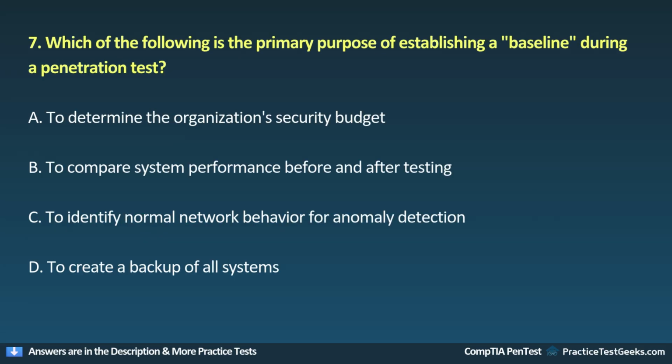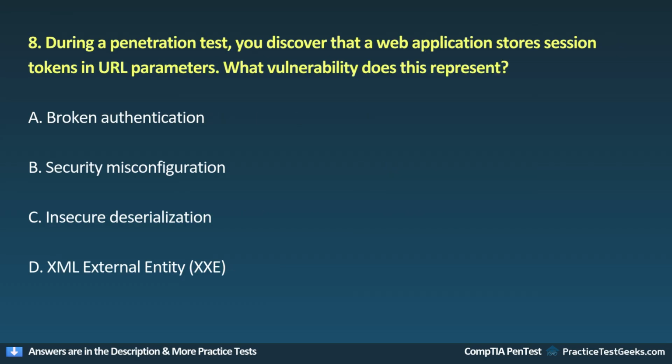7. Which of the following is the primary purpose of establishing a baseline during a penetration test? A. To determine the organization's security budget. B. To compare system performance before and after testing. C. To identify normal network behavior for anomaly detection. D. To create a backup of all systems.